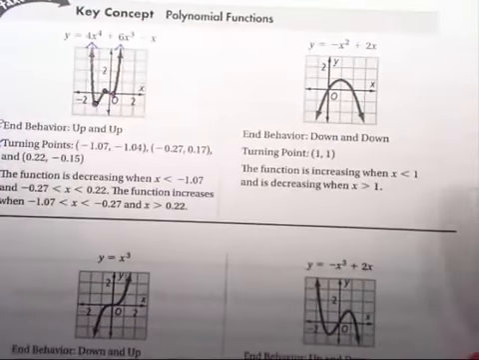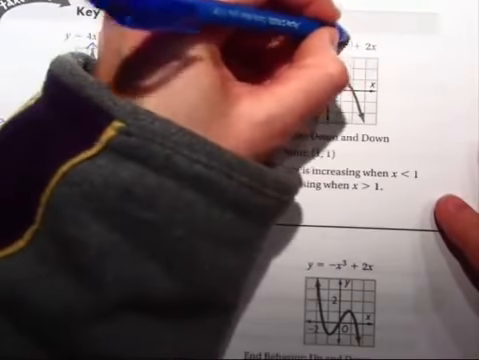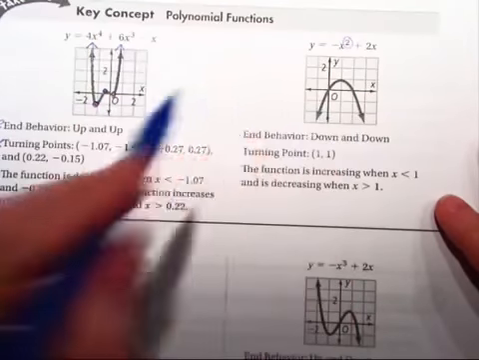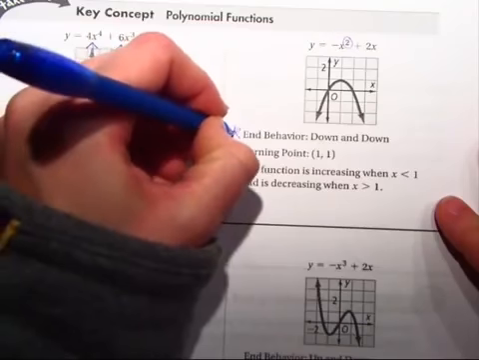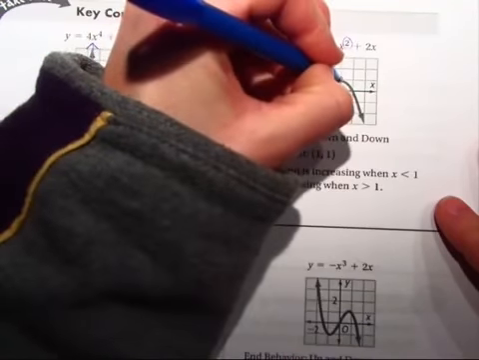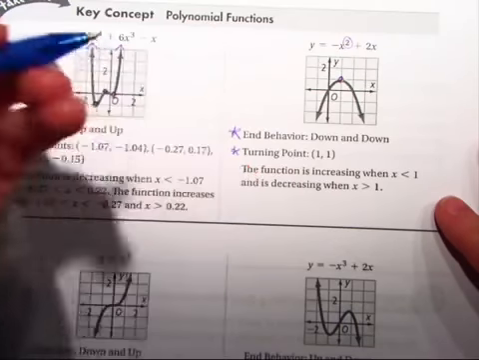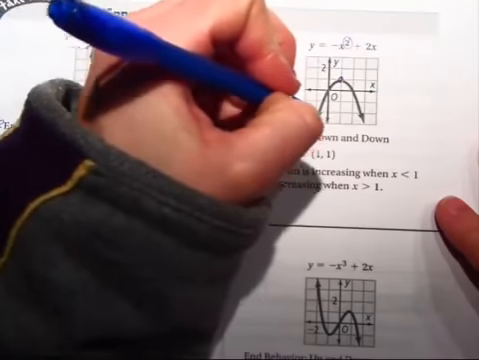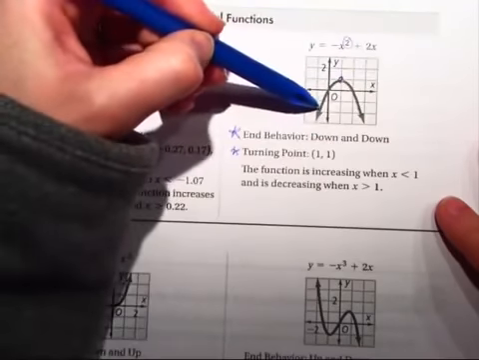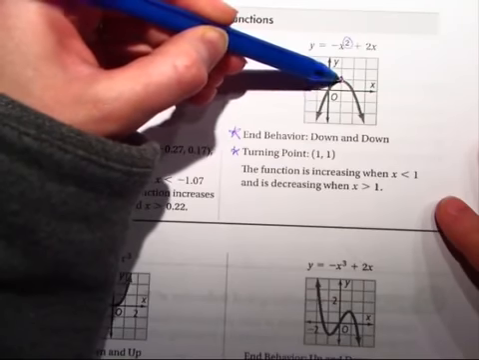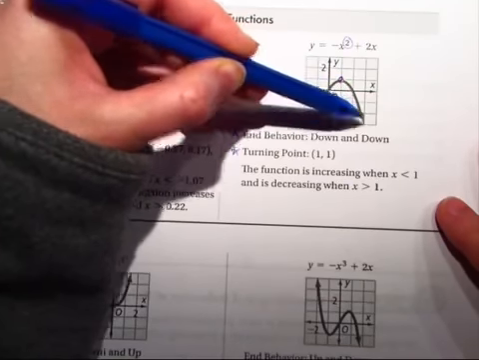Let's look at this one. Notice with the power of 2 that this particular graph has the end behavior of down, down. It has a single turning point right there. You should remember that's called the vertex. And let's talk about this left to right. You guys ready? Notice that this one is increasing, turning point, decreasing.